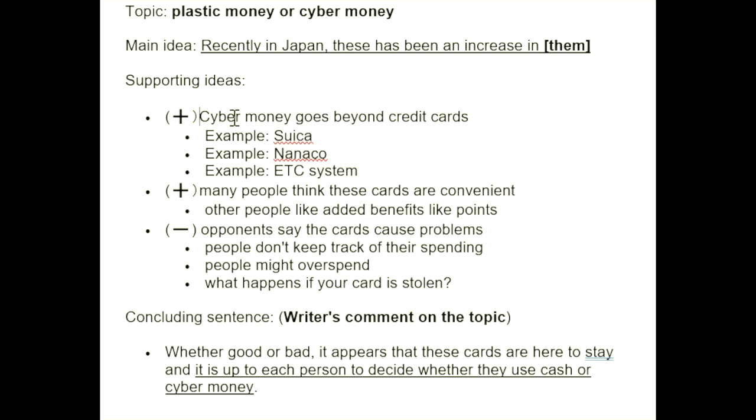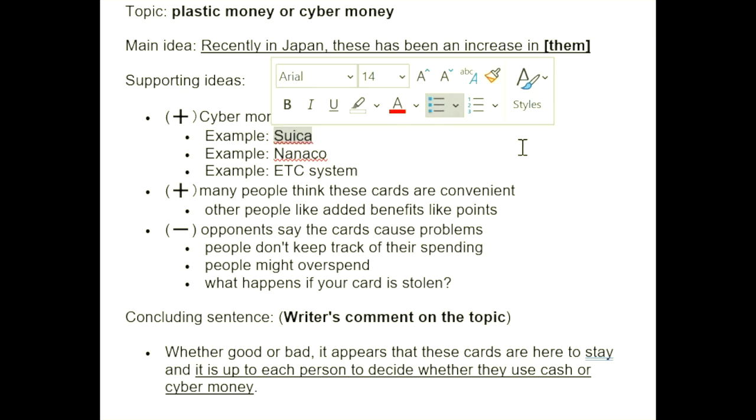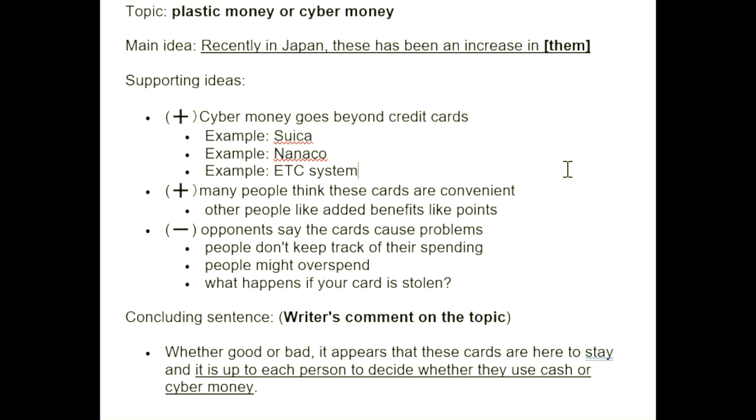When we look at the first supporting idea in the paragraph, we learn that cyber money goes beyond credit cards. So the writer wants us to understand that we're not just talking about credit cards. And the writer then gives 3 examples: Suica, Nanoco, and the ETC system. The author then goes on to write, many people think these cards are convenient because people like benefits like points.